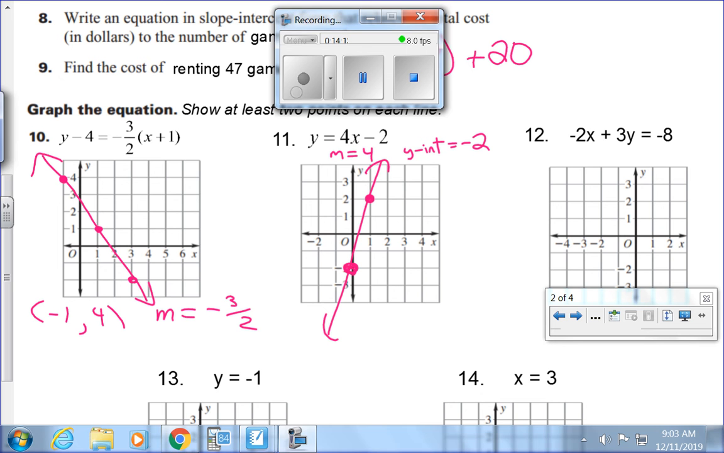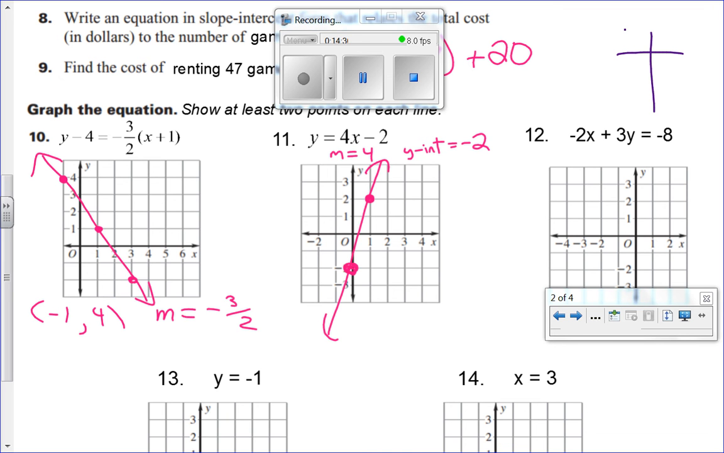All right, number 12. We are in standard form. We are currently in standard form on number 12, and we've been graphing standard form since chapter 3. What does Mrs. Harp always say to do to graph things in standard form? Cover and solve. Very good. So we're going to put a 0 in for x, cover up that part, solve what's left.